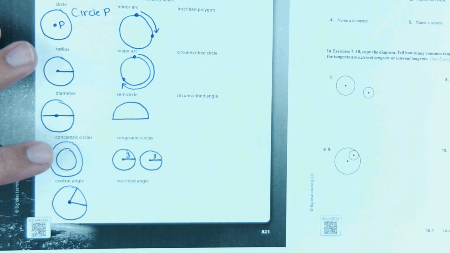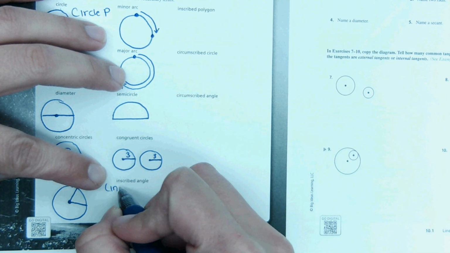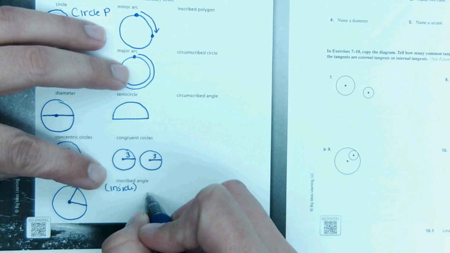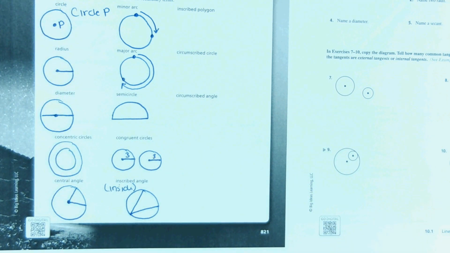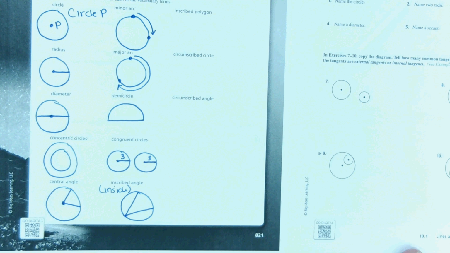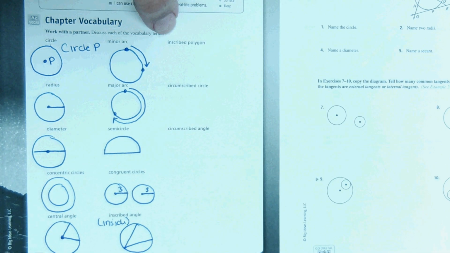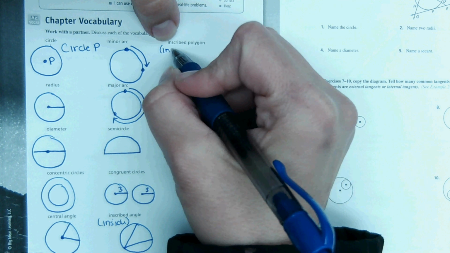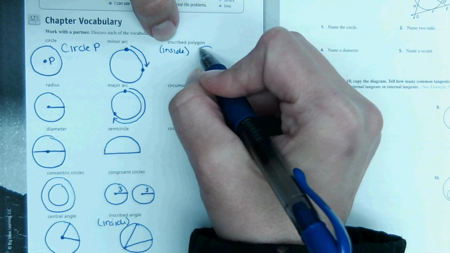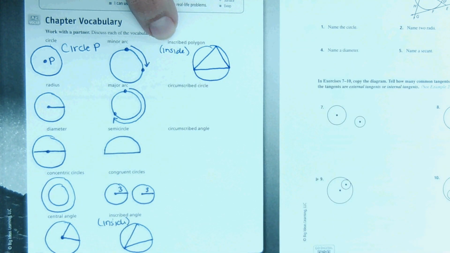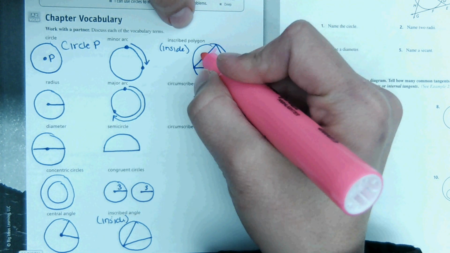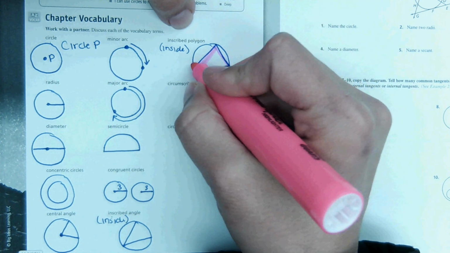And then inscribed angle, so inscribed means on the inside of the circle. So an inscribed angle would look like this. Okay, and then moving up here, inscribed polygon. Again, inscribed means on the inside of the circle. So if you have a circle, an inscribed polygon might look like this. It's like a polygon. This would be a triangle inscribed in the circle.